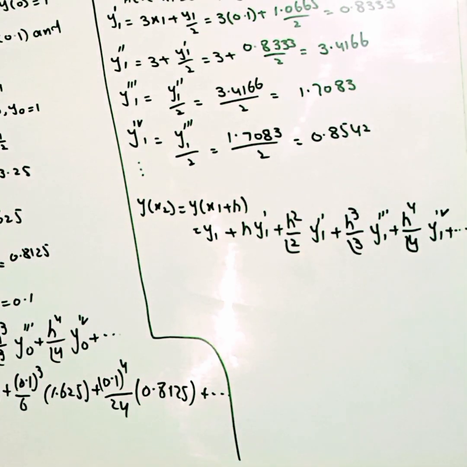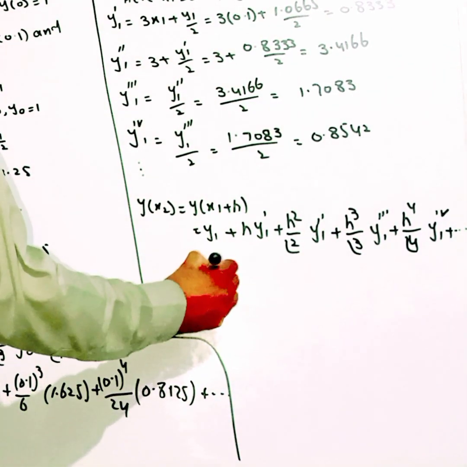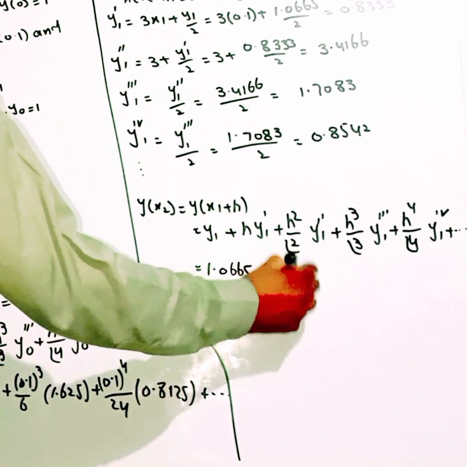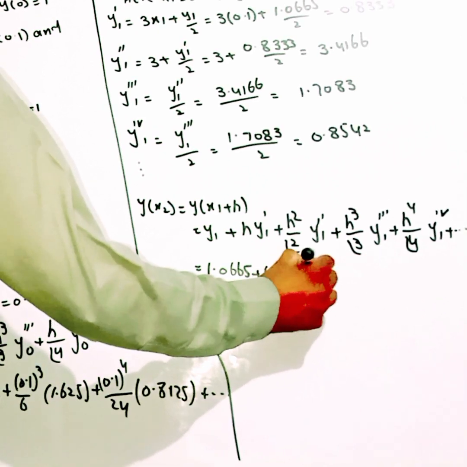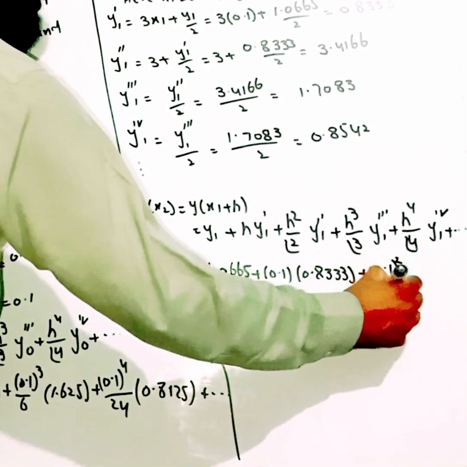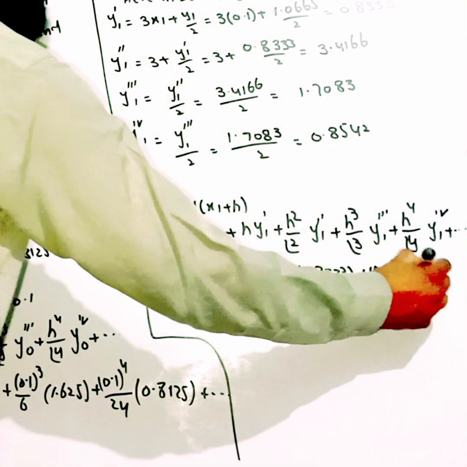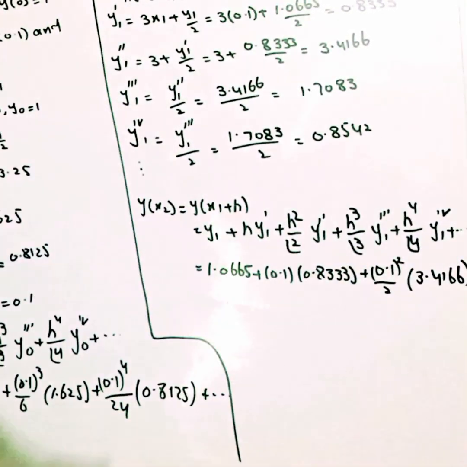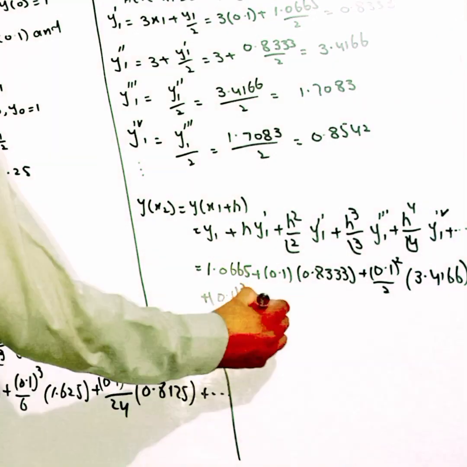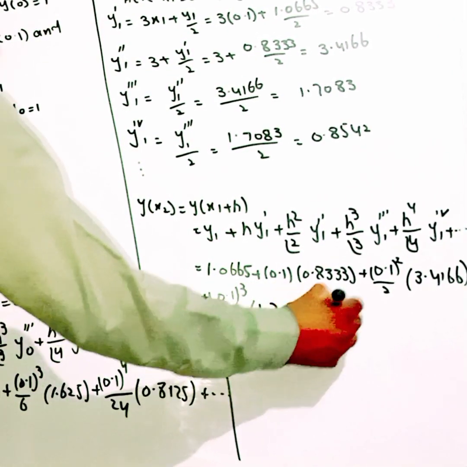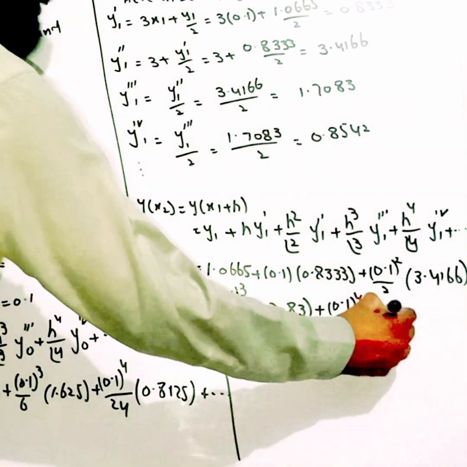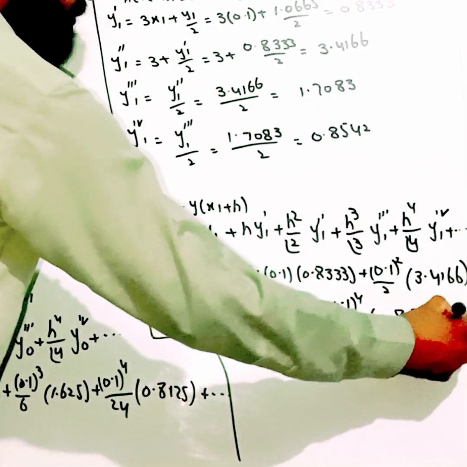By putting the values of h and y1, we obtain y1 is equal to 1.0665 plus h is equal to 0.1 and y prime 1 is equal to 0.8333 plus 0.1 squared over 2 factorial is equal to 2 and y double prime 1 is equal to 3.4166 plus 0.1 cubed over 3 factorial is equal to 6 and y triple prime 1 is equal to 1.7083 and plus 0.1 raised to power 4 over 4 factorial is equal to 24 and y fourth derivative is equal to 0.8542 plus so on.